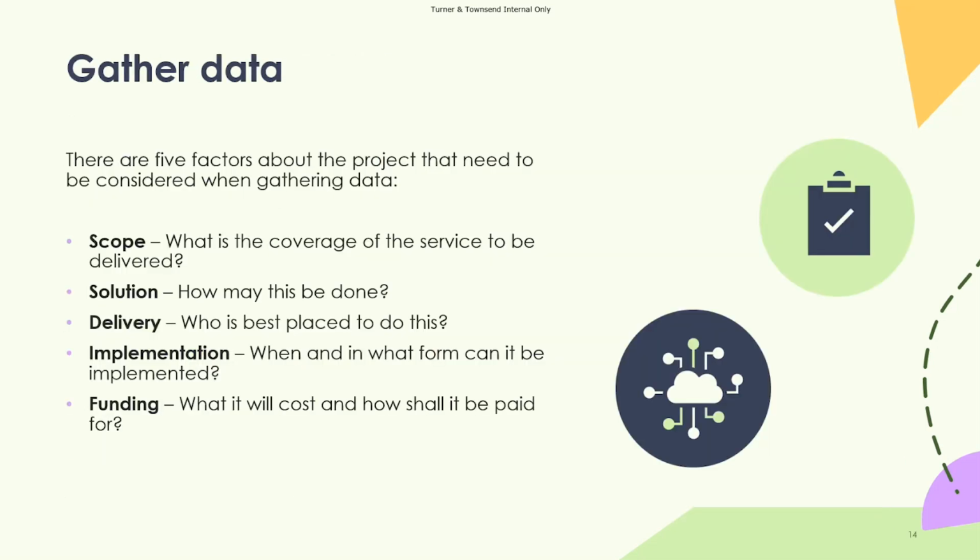So there are 5 factors about a project that really need to be considered when you're gathering data. The first is, what is the coverage of the service that needs to be delivered? So how far do you want to take this delivery program? Are you looking at your whole stock? Are you focusing on specific areas? Have you got a limited budget? Is that your scope? Are you just focusing on those below EPC band C? Are you not looking at low carbon heating because you've not done it before, so you have to prioritize fabric? What is the scope that you're looking to achieve out of this project?